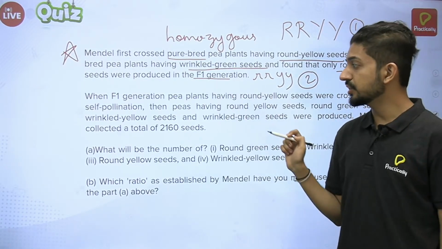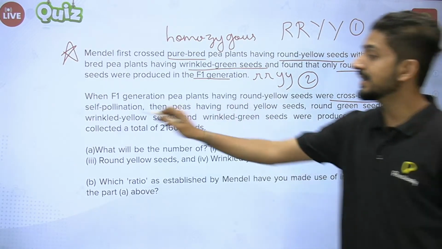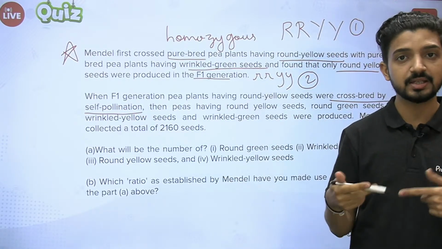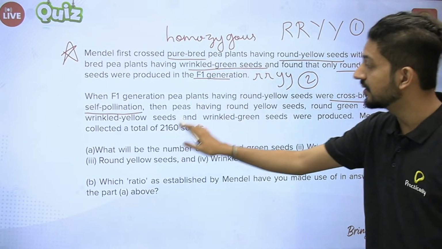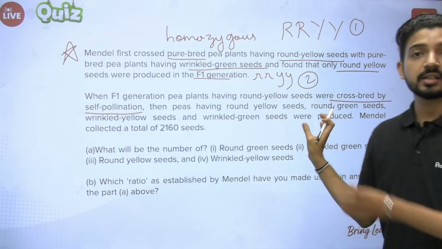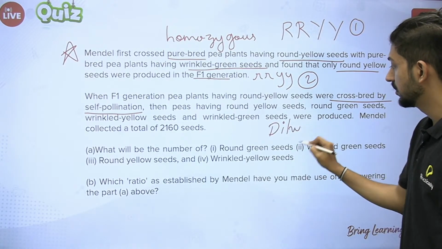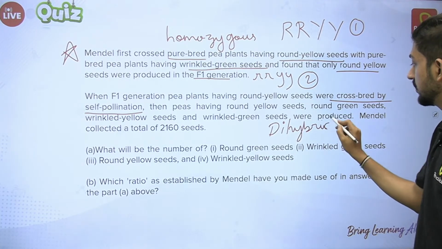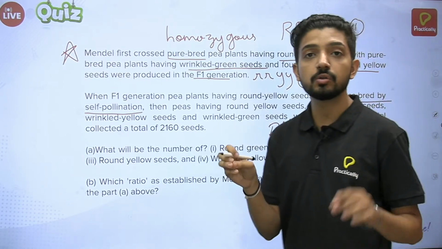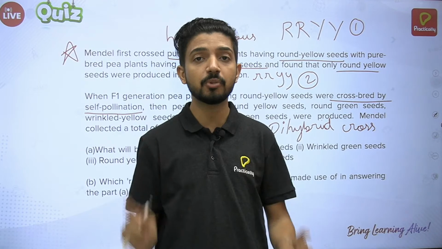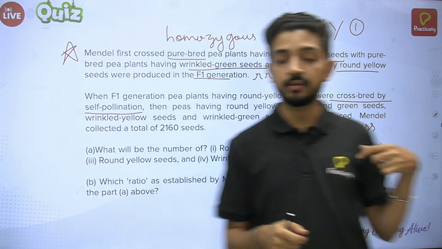Now, after F1 generation is formed, F1 generation pea plants having round yellow seeds were crossbred by self-pollination. So that is a selfing process. We'll get F2 generation. Then peas having round yellow seeds, round green seeds, wrinkle yellow seeds, and wrinkle green seeds were produced. So again, this is nothing but the dihybrid cross which they have mentioned. They have mentioned Mendel's dihybrid cross. Now we all have studied the dihybrid cross. We also know how to make the Punnett square. We will get 16 boxes in it, and how to write the dihybrid cross. This is all we are going to get in it.